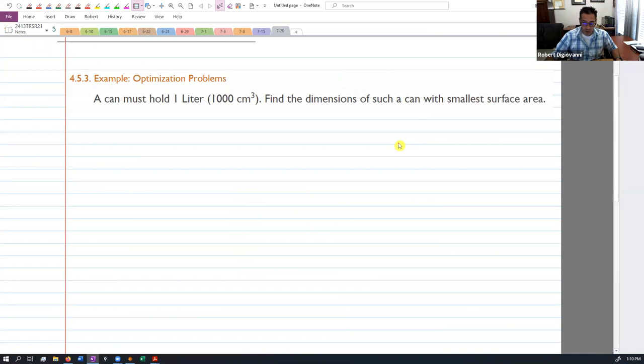All right, here we go. Can must hold this. So, how do we do optimization again? We need to figure out what the objective is. The objective is to get the minimum surface area.